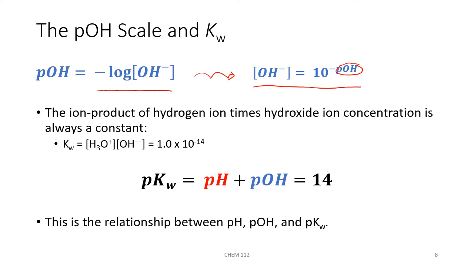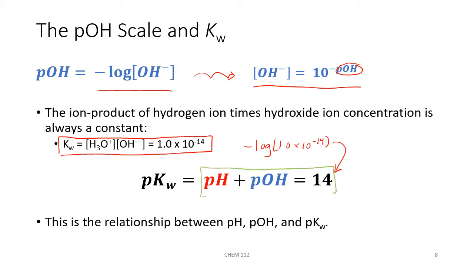We can use these formulas in relationship with our Kw formula that we talked about earlier. At 25 degrees Celsius, Kw was 1 times 10 to the negative 14th, and that was equal to the hydronium ion concentration times the hydroxide ion concentration. If we take the negative log of everything in our Kw formula, we'll get that pKw is equal to the pH plus the pOH. And the negative log of 1 times 10 to the negative 14th is just 14. So we can always use this relationship that pH plus pOH will equal 14.